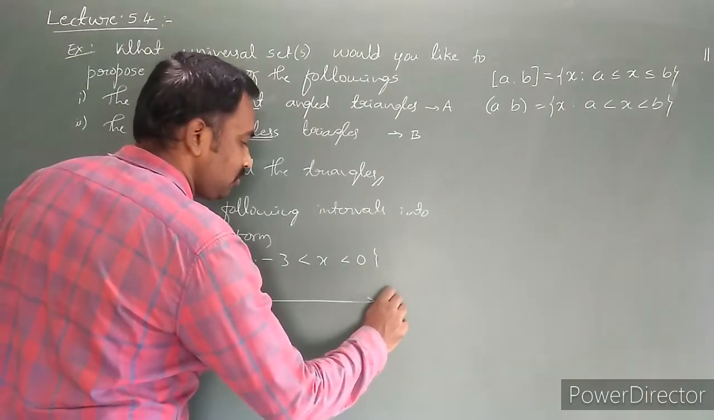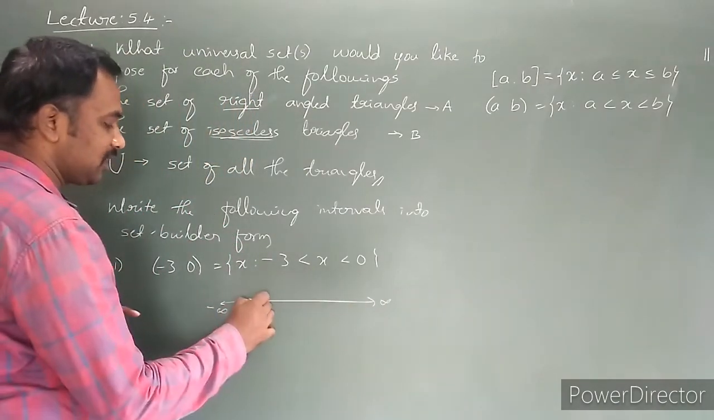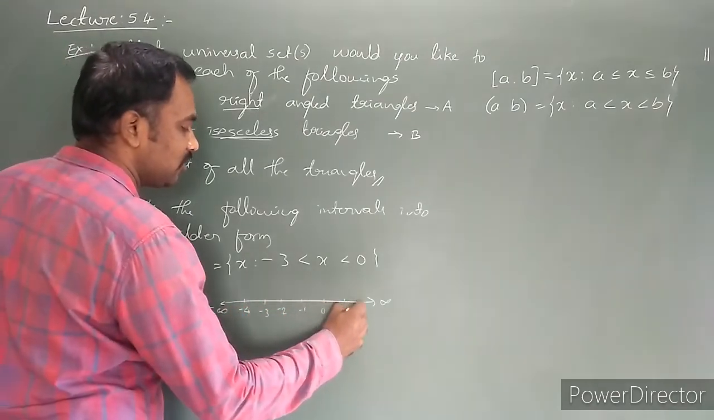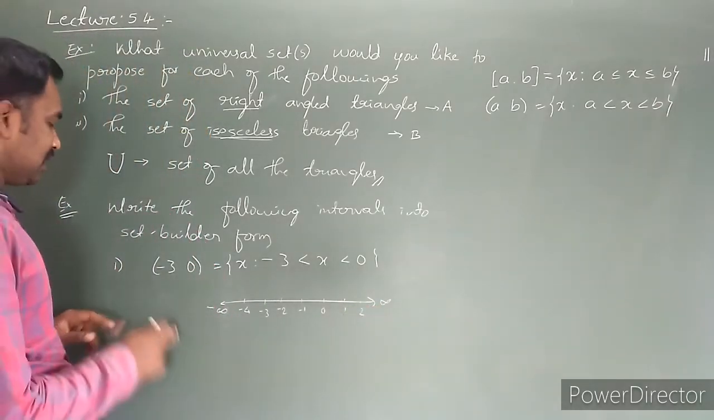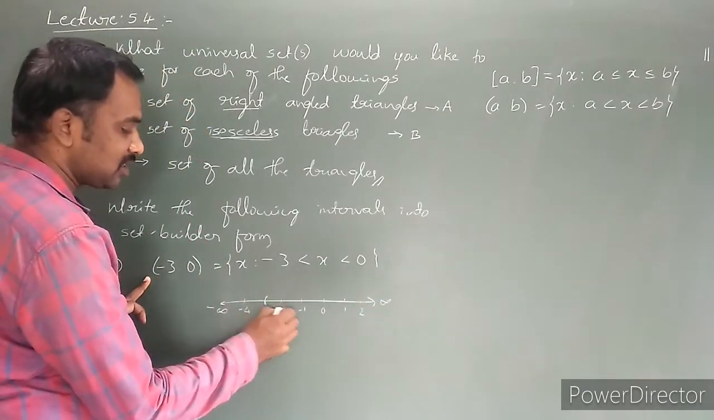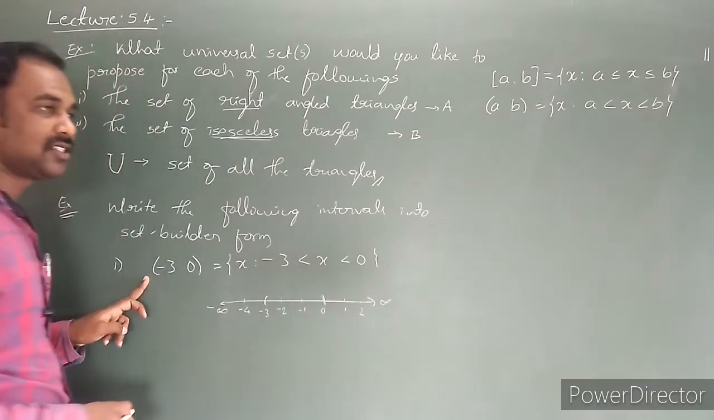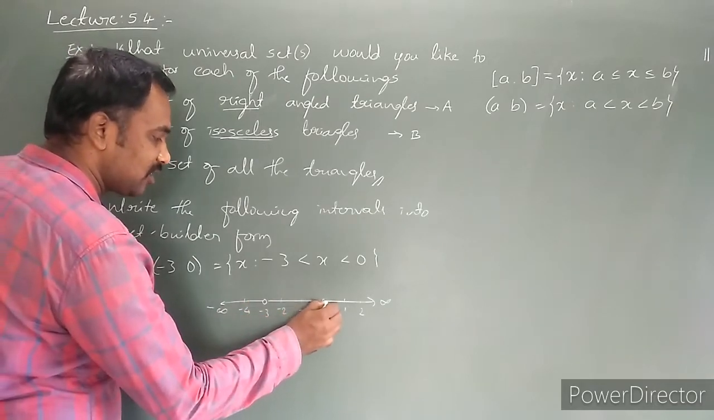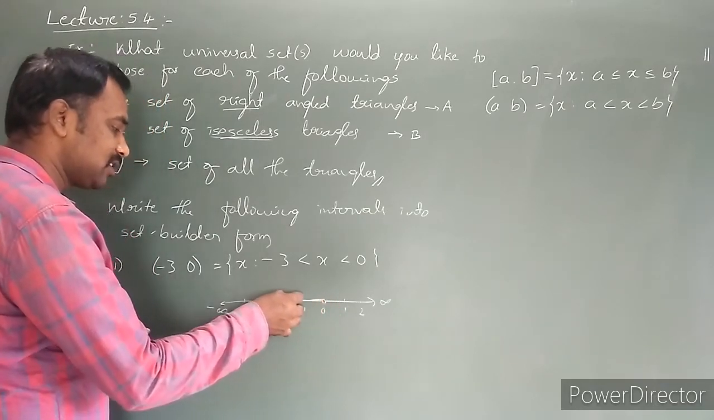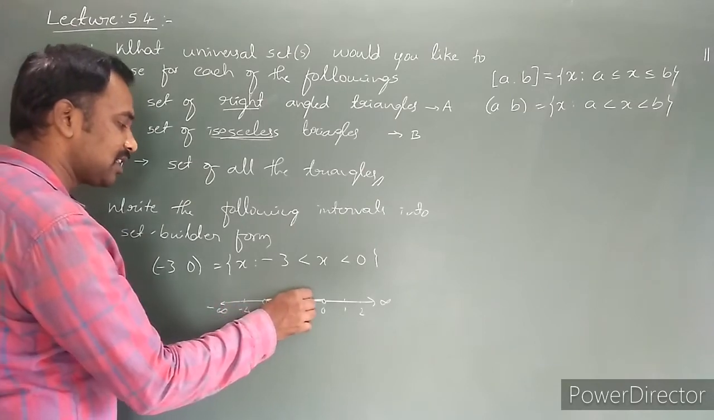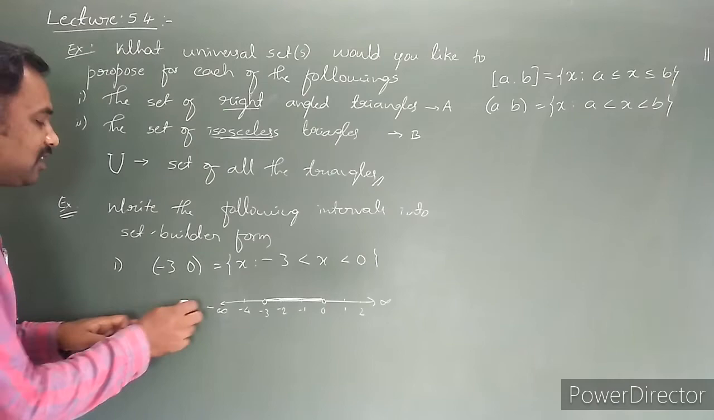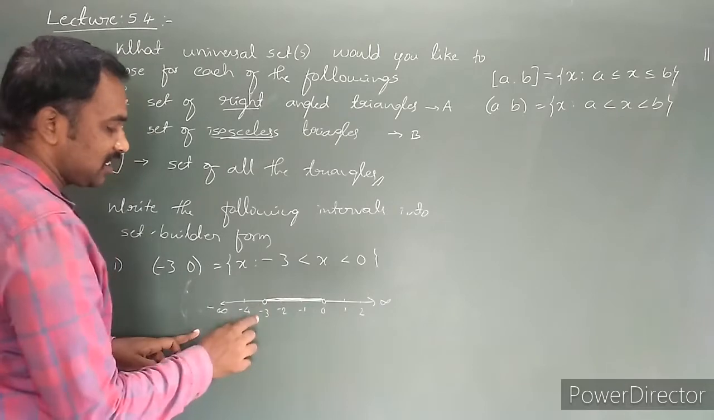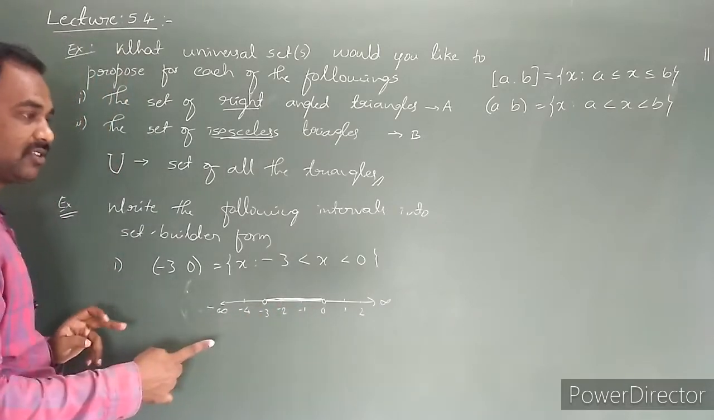For example, here there is positive infinity and negative infinity. Here it is minus 4, minus 3, minus 2, minus 1, 0, 1, 2, like that. Real numbers are there. Here minus 3 to 0. Are minus 3 and 0 included or not included? They are not included. In between minus 3 and 0, all the real numbers are included. This is not required, just for your understanding purpose. I am just writing the real number line. Minus 3 and 0 are not included. In between, all the values are included.